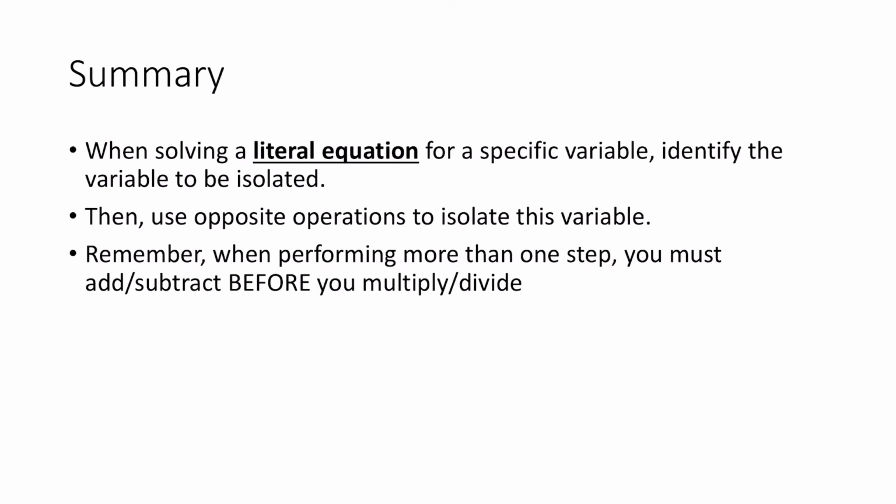So when solving a literal equation for a specific variable, identify the variable to be isolated. Then you're going to use opposite operations until you've isolated this variable. Remember that when you have more than one step, you most often need to add or subtract before you multiply or divide.